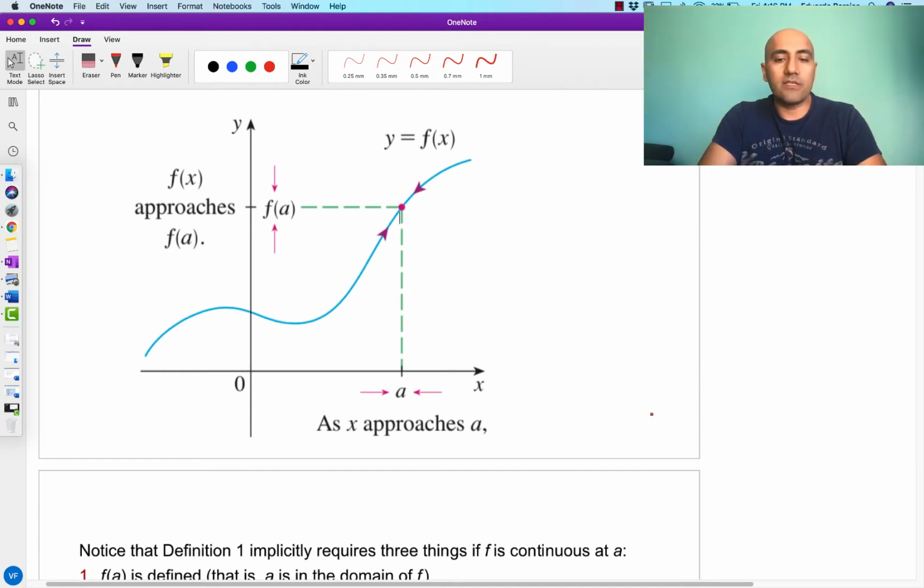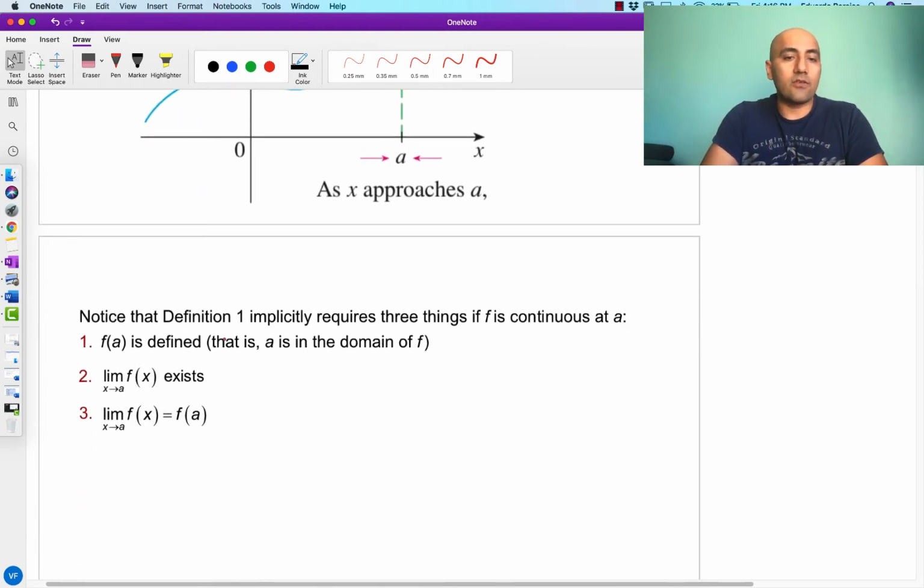And when we're asked to prove that a function is continuous, these are the three steps we'd have to take. To show that a function is continuous at x equals a, we'd have to show that f of a is defined, that a is in the domain of the function f. We'd have to show that the limit as x approaches a of f of x exists. And finally, that these two things equal each other. That's what can come together to show that the function is continuous at x equals a.